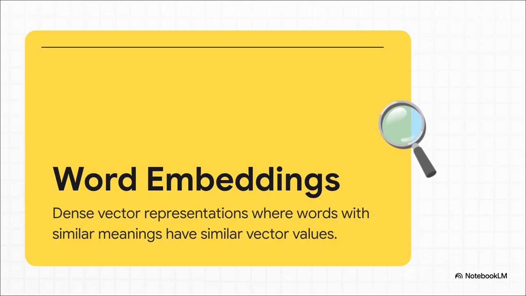Enter word embeddings. Now this was a massive leap forward. Instead of just counting words, this technique represents every single word as a point in this complex, multidimensional space. And the key idea is that words with similar meanings get placed close to each other. So dog is near puppy, and happy is near joyful. It's basically a map of meaning.